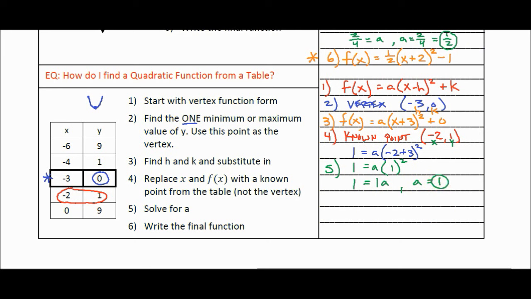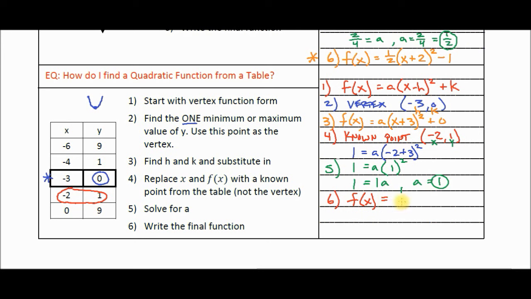Step number 6 is write our final function. So now, look again, class. We know what a is. We found out what h is. We know what k is. So now I can just go back to step number 3. I'm going to write the same equation that I wrote in step number 3, only now I'm going to put in my a value. So our final function is going to be f of x is equal to, a is 1.